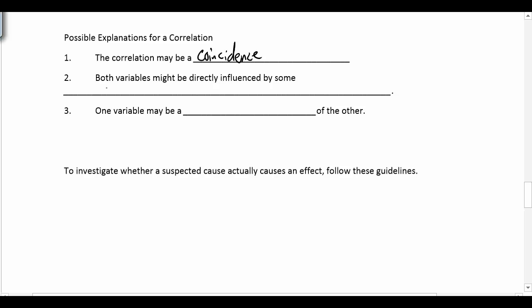Secondly, both variables might be directly influenced by some common underlying cause. And the third possible explanation is that one variable may be the cause of the other. In other words, it might be what we think it is, that one is actually causing the other. The only way that we can truly determine that is if we conduct what's called a clearly defined experiment, where we eliminate a lot of other parameters and just measure one specific thing and see if it makes a difference.